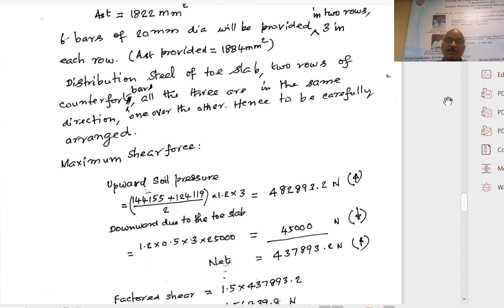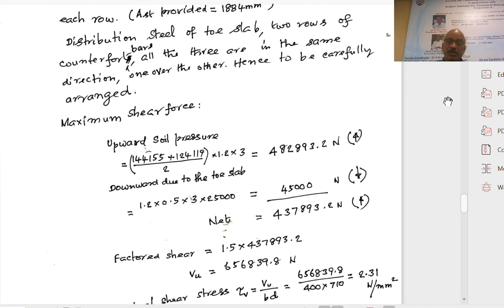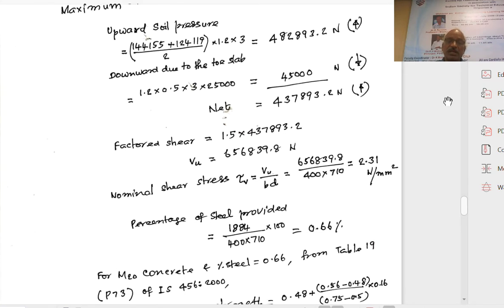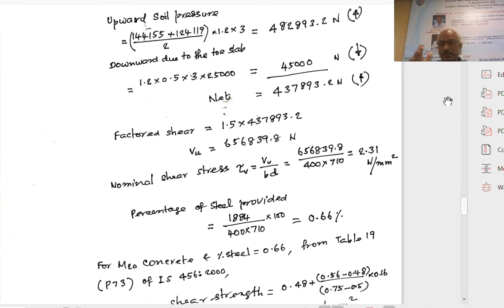And next is the design for shear. So coming to shear at the support, at the support means at the right end of the toe slab. The net upward soil pressure, on one side at the free end, is 144.155. At the point P it is 124.119. Average pressure, that is by 2, plus into 1.2 into 3 meters.